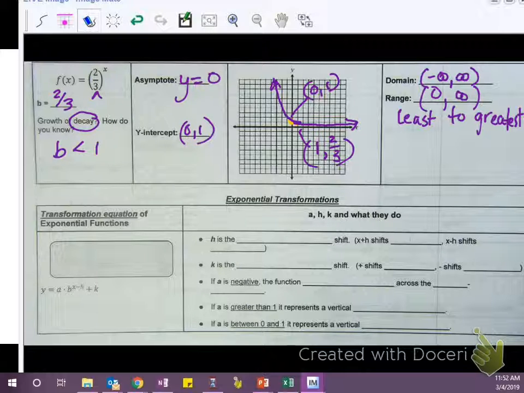So I think this general function that's printed right here was supposed to be in that box. I don't know why it didn't print in the box, but it didn't. So in this general function for transformation, h is the what? What does h stand for? It moves with x left and right. So it's the horizontal shift. X plus h shifts left. X minus h shifts right.